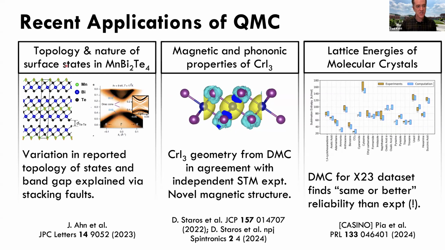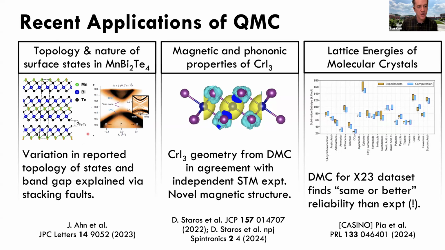So this first one is on the properties of a quantum material, manganese bismuth telluride. And you see here, if we look at the structure, it's got a stacked, layered structure. And it turns out that there can be different stackings of this material, which have very large consequences for whether you have topological states and what the band gap is of this material. And so this is a case where you need van der Waals and charge transfer between these layers to be very accurately reproduced. And that was why Quantum Monte Carlo was used in this study.